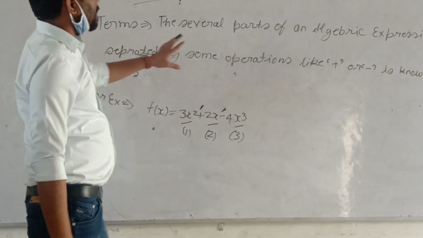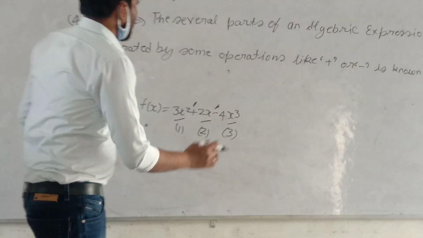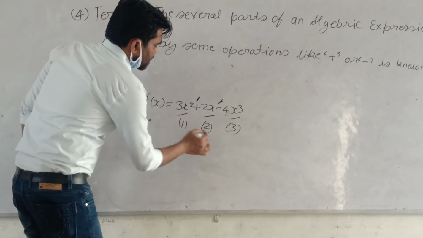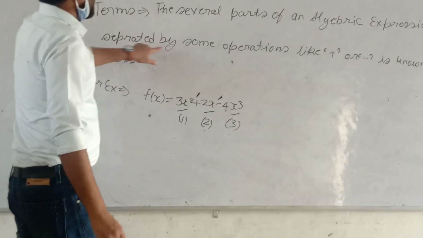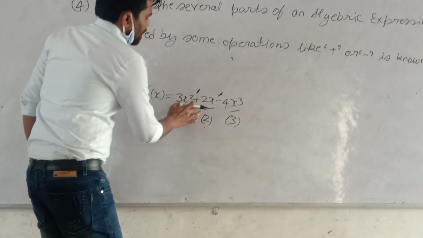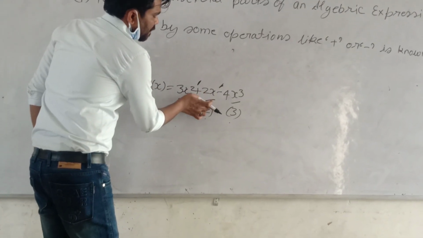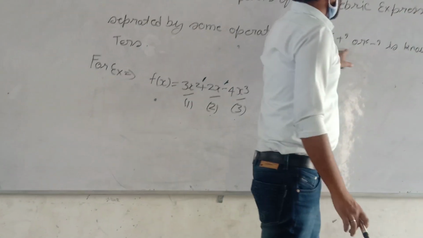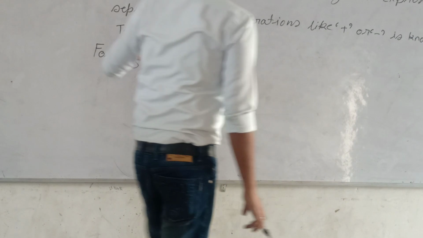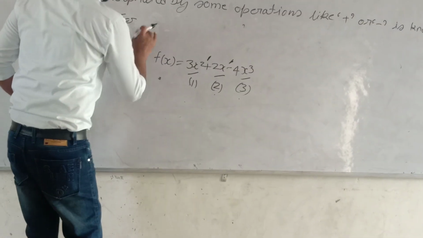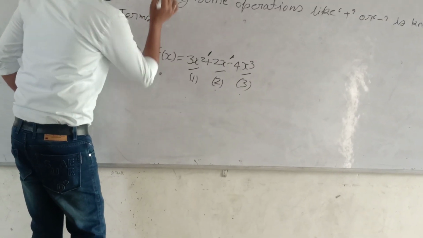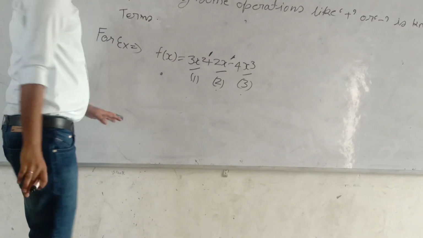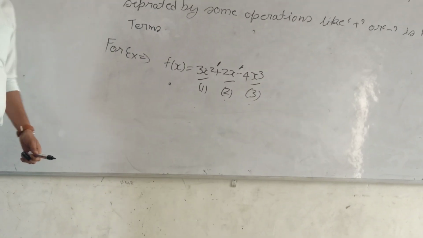The terms are the several parts of an algebraic expression, several parts like first part, second part, third part, separated by some operation. Some operation means plus sign, minus sign. Operations like plus or minus sign is known as terms. Sorry, spelling mistake. Terms. This is terms. Okay. Now we move on.